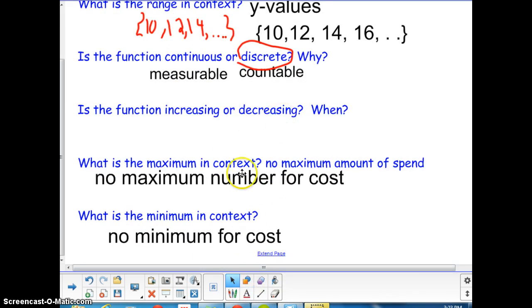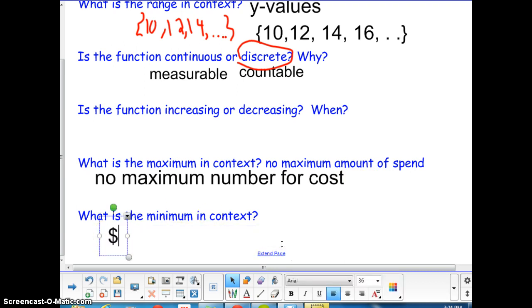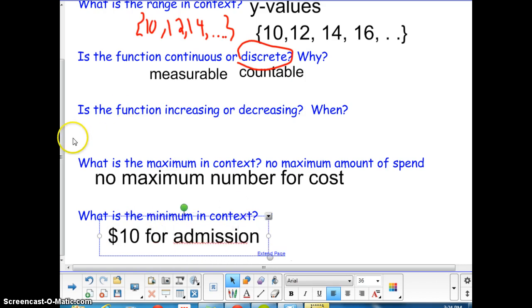All right, so I fixed our slide here for a little bit. I put the maximum in the right place. We said there's no maximum number for the cost. Again, in real life there would be. And then what is the minimum in context? There actually is a minimum because everybody has to pay $10 to be admitted. So $10 for admission.